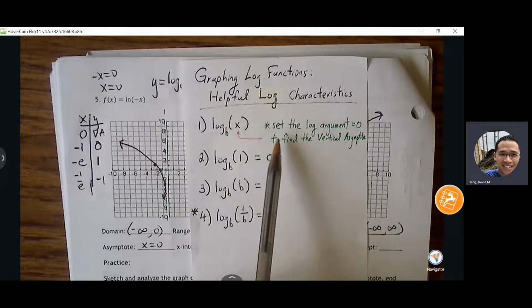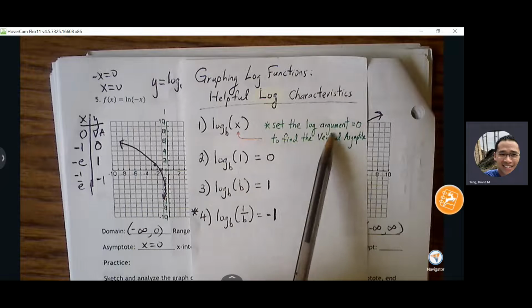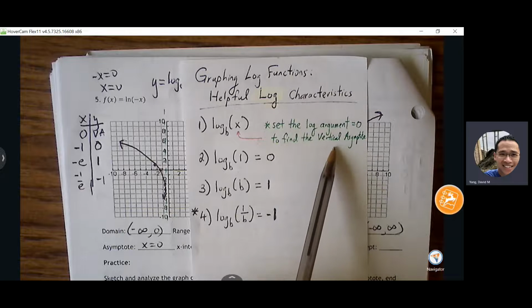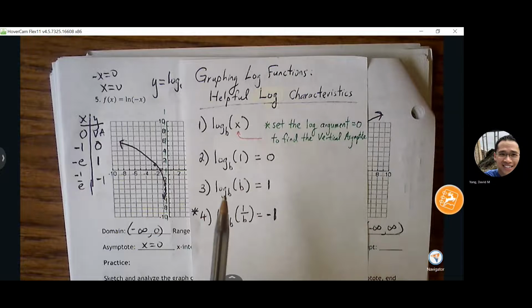So the first is set the parentheses, which I'm going to call the log argument, equal to 0, and solve for x. When you do that, you're able to find the vertical asymptote. And that's really helpful. Even though the vertical asymptote is technically not part of the graph, it does give you a nice boundary so you know where the graph is beginning.